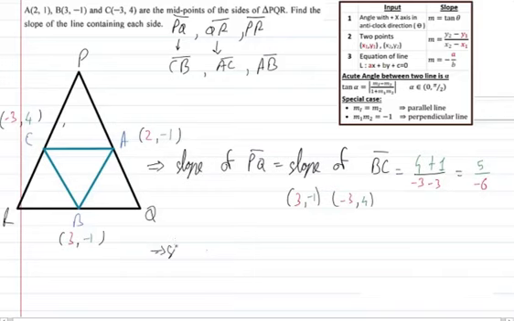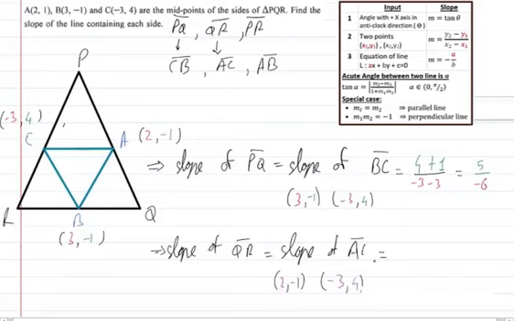Similarly, let's find the slope of the second edge, which is QR, which is equal to the slope of AC. Now let's collect the coordinates of A and C, which are (2, -1) and (-3, 4). Now let's find the slope of AC by taking the difference of y coordinates, 4 minus -1, upon -3 minus 2. So it will be 5 upon -5, or we can say -1.